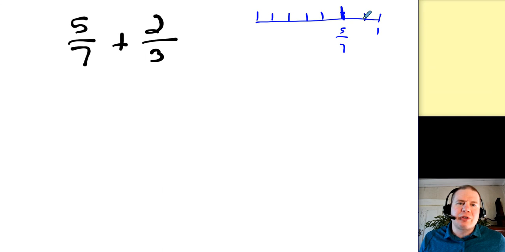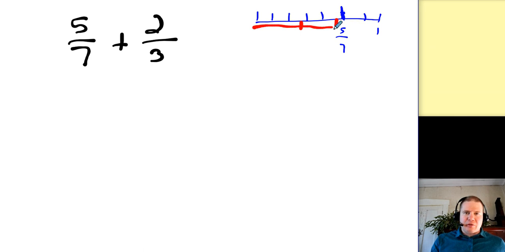Well, this isn't a third. This isn't a third. How big is a third? Well, I'm going to have to look at this one. Maybe there. Maybe there. I'm just kind of eyeballing. Do those look like they're all the same distance? So I'm going to take this distance of 2 thirds and then add that on to my 5/7.